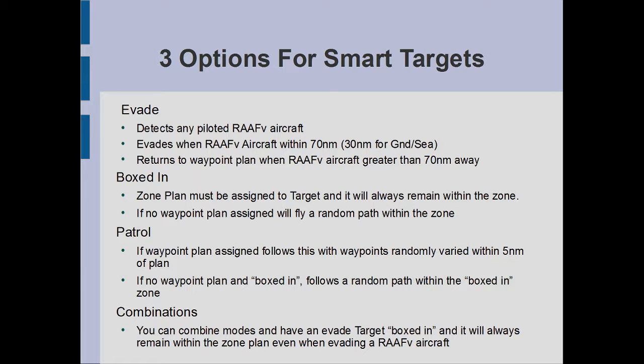For instance, you could have an evade target that's boxed in, and in that case, even when a RAF-V aircraft is detected, it will evade it, but once it gets to the edge of the box or the zone plan, it will turn and always remain within the box. It will never leave the zone that you've defined as the box.